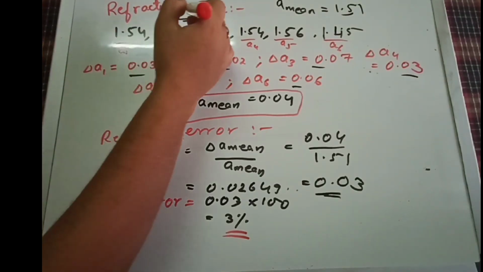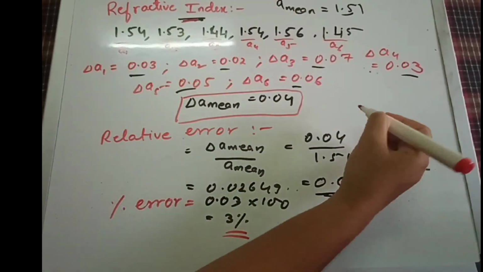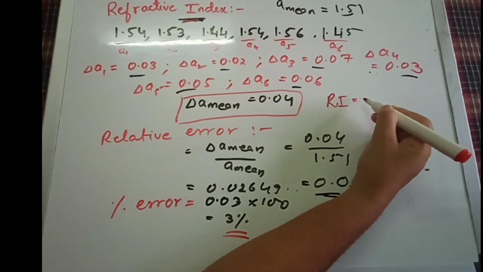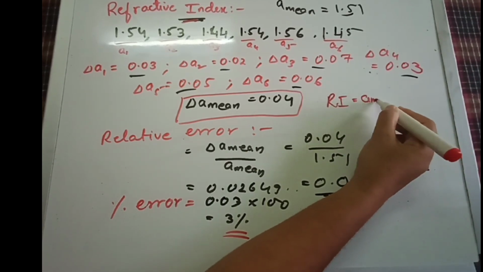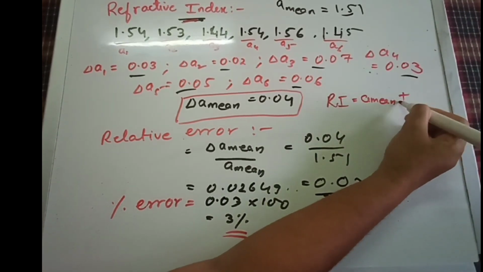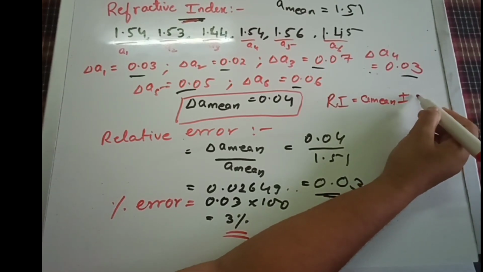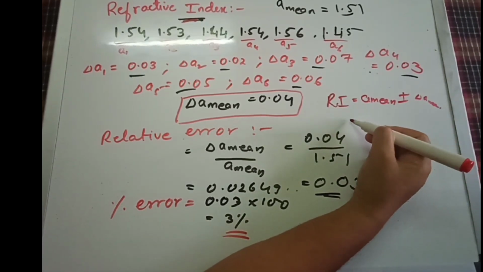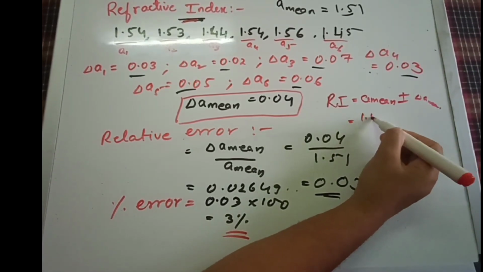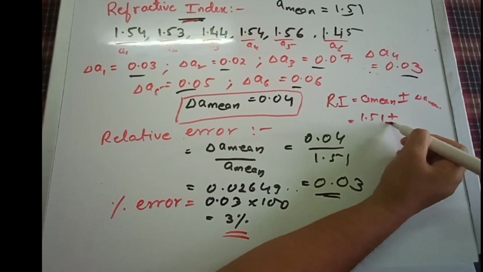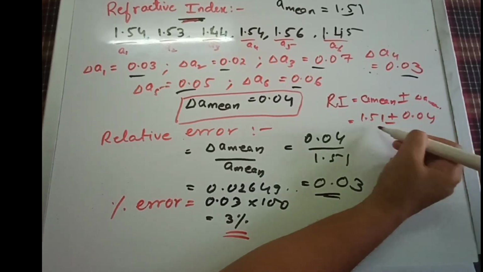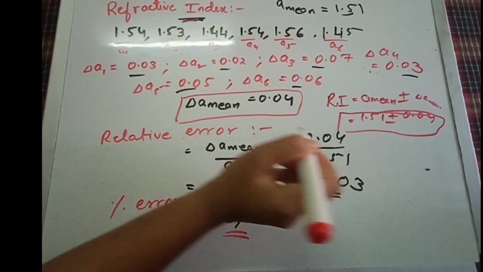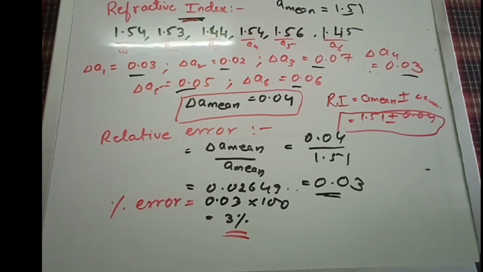Now I had told you something about writing the final value of the result. So here the final refractive index can be written as A mean, which is the true value, which we got here as 1.51, plus or minus delta A mean, which is 0.04. So we can write the final refractive index as 1.51 plus or minus 0.04. So it will lie somewhere in this range, subtracting 0.04 from 1.51 to adding it.